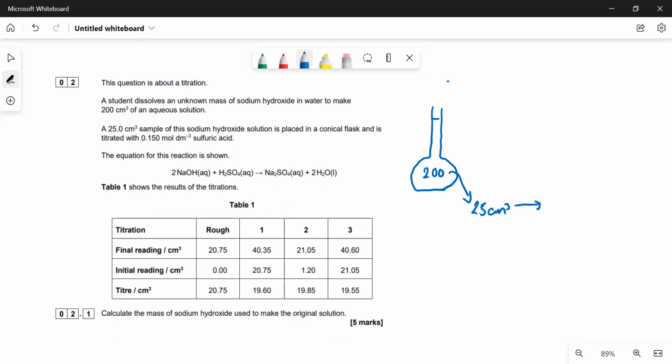And they put that into a conical flask. And they titrate that against sulfuric acid. There's a burette. The concentration of the sulfuric acid they give us is 0.15 mole per decimeter cubed.